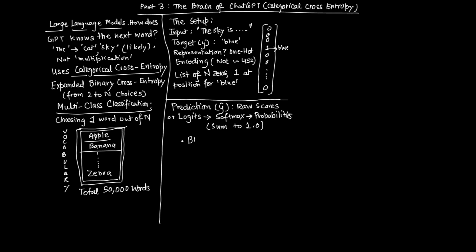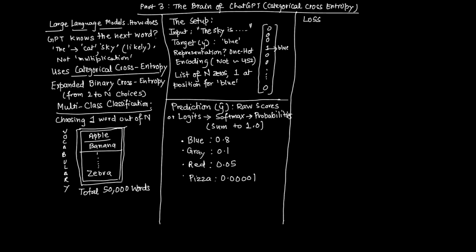So we have blue at 0.8 probability, gray at 0.1, red at 0.05, and pizza at 0.00001. The loss function compares the probability distribution of the guess to the probability distribution of the truth. So the loss function is: loss is equal to negative of the sum from i equals 1 to n of y_i times log y hat i. Look closely.